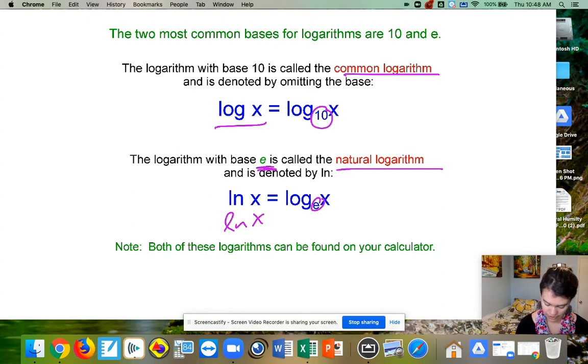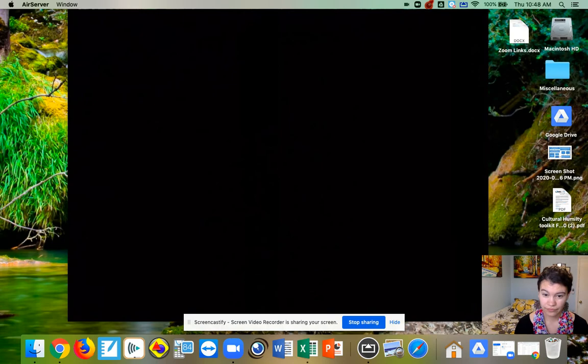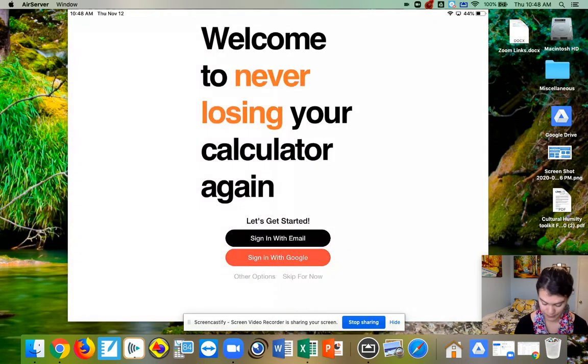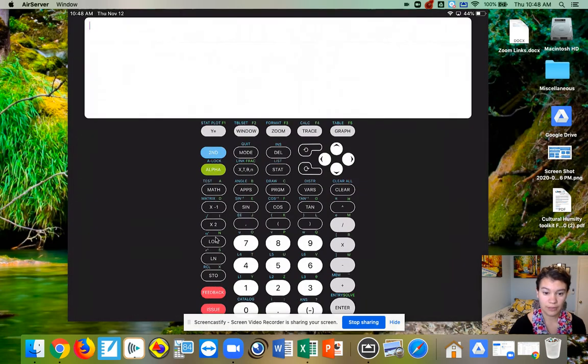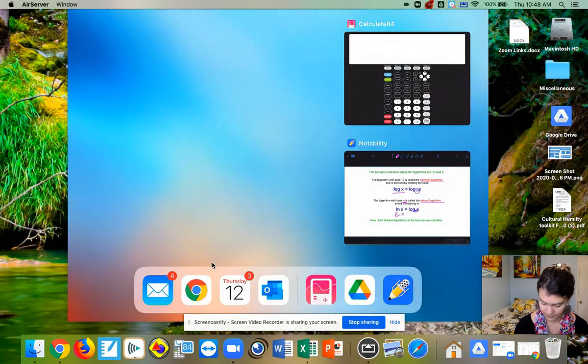So if we go to the calculator, here is the log button, and then here is the ln button right below it.